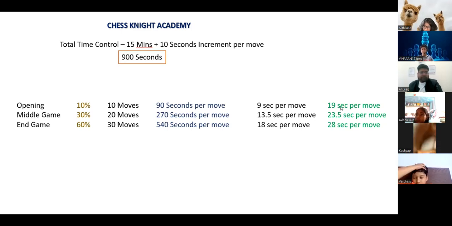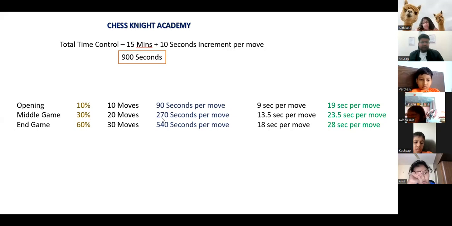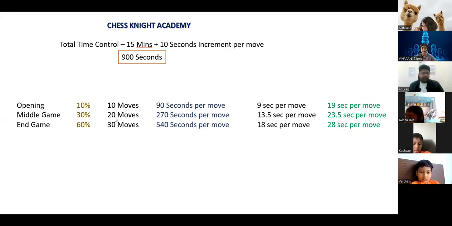Right? So again, even if you feel the answer is very simple, sir, it is way too simple. Come on, I know what to play. Still, there's no harm in spending a few extra seconds and thinking again, what exactly do I need to play there? Okay. Same goes with middle game. I expect you to spend 30% of your total time on middle game. That will be 270 seconds for 20 moves. That will come up with increment 23.5 seconds.